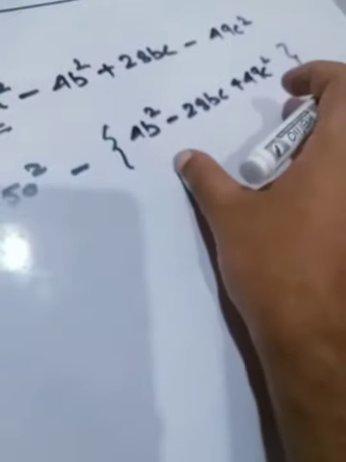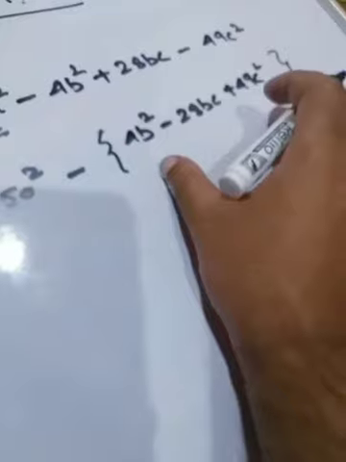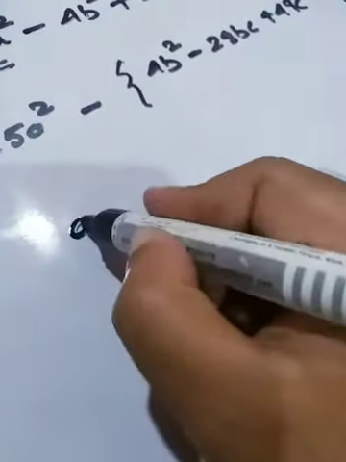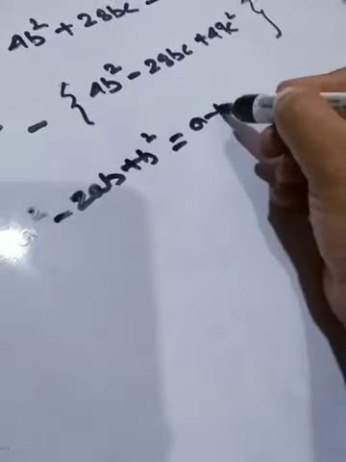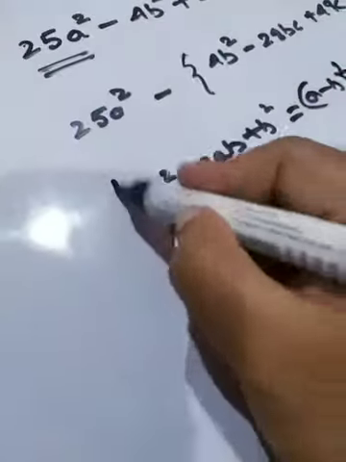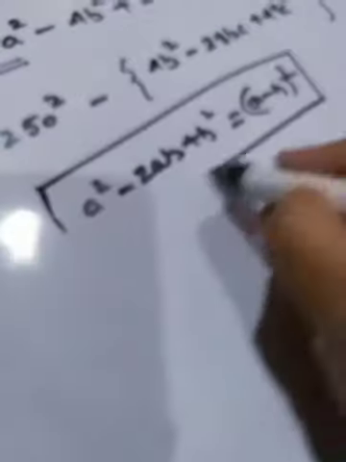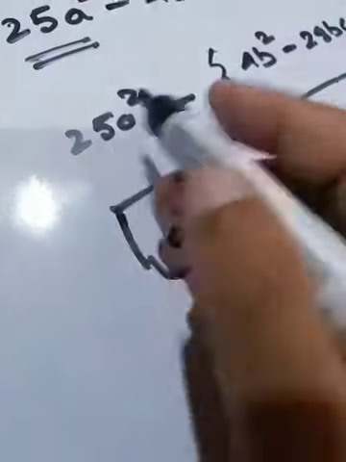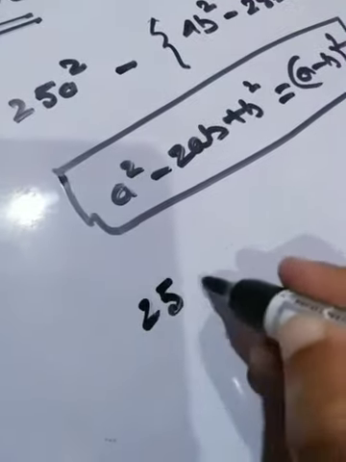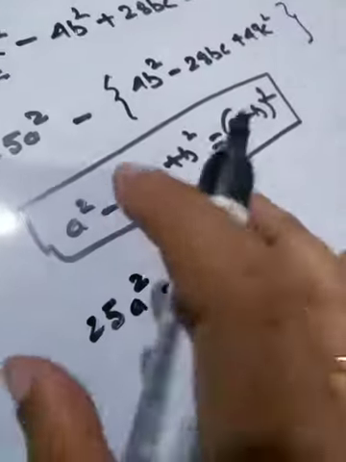Now again, to solve this particular term, you have to use this identity, that is a square minus 2ab plus b square is equal to what? A minus b whole square. To solve this particular curly bracket part, we need to use this identity. But we'll keep the first term intact. We will not do anything with this, at least for now.